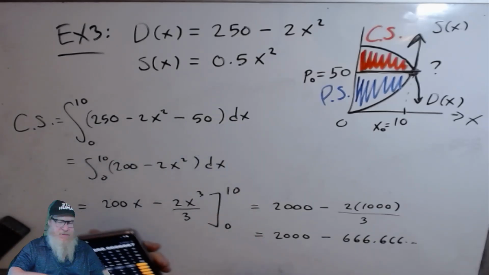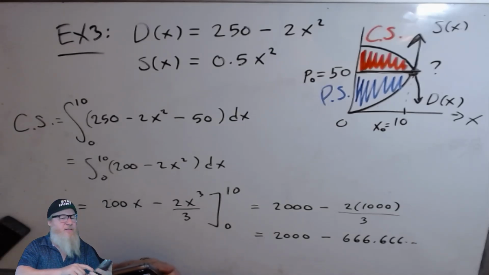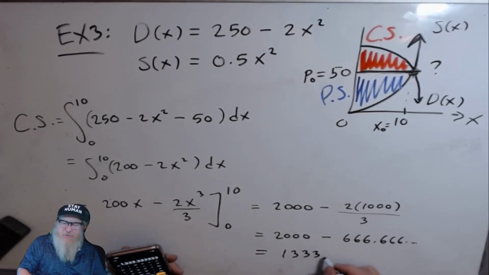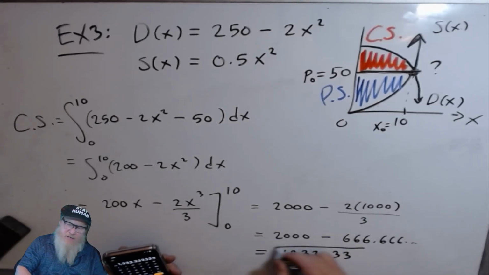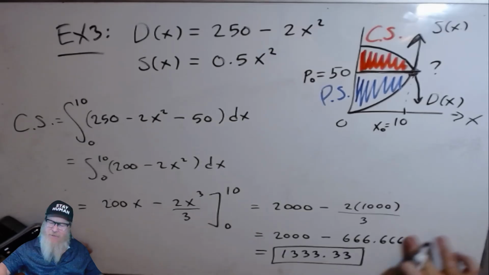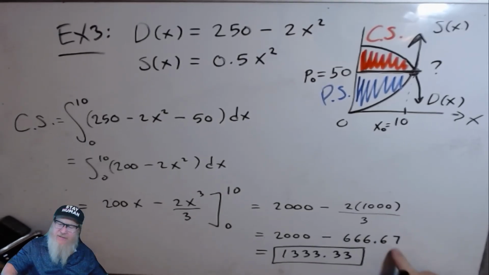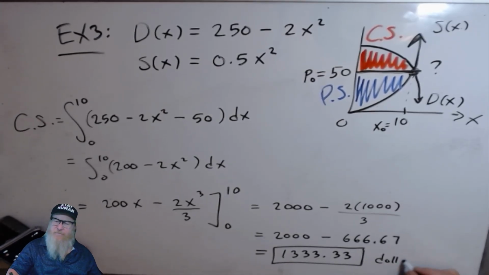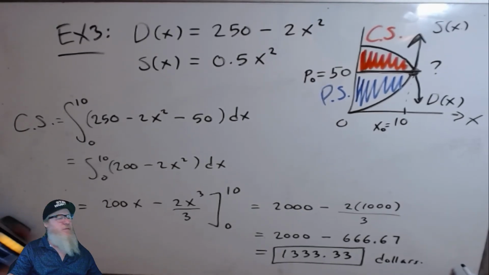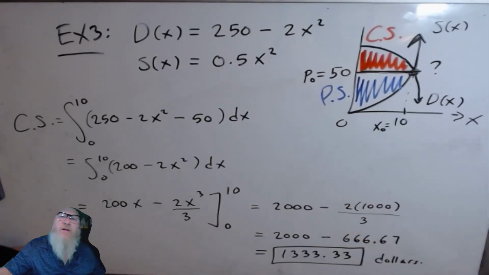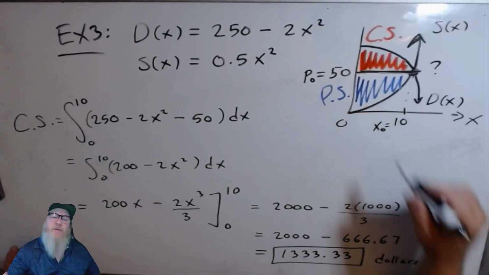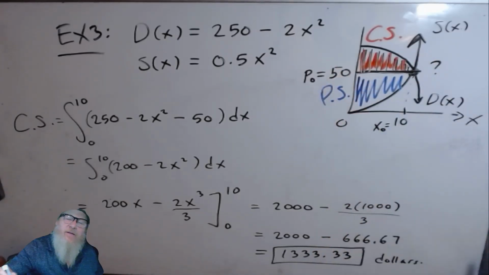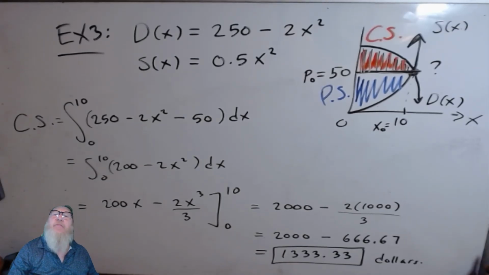Yeah. And then you minus $2,000 minus that is $1,333.33. I would probably round this to 67 cents, but either way, you're going to get the correct result. All right, so that's the total number of dollars in the red in the consumer surplus. It'd be like adding up every possible value, right, above the equilibrium.